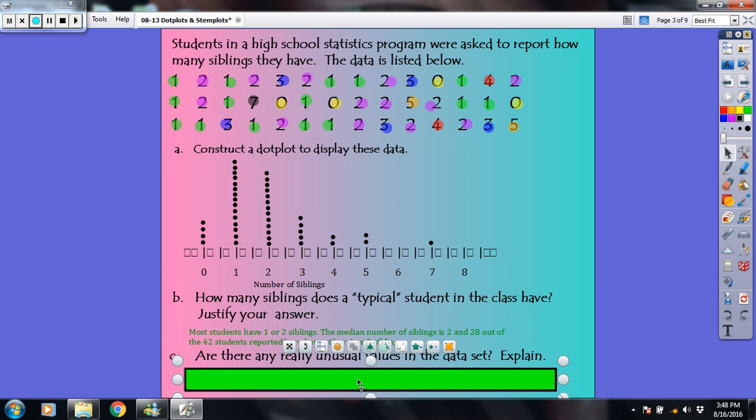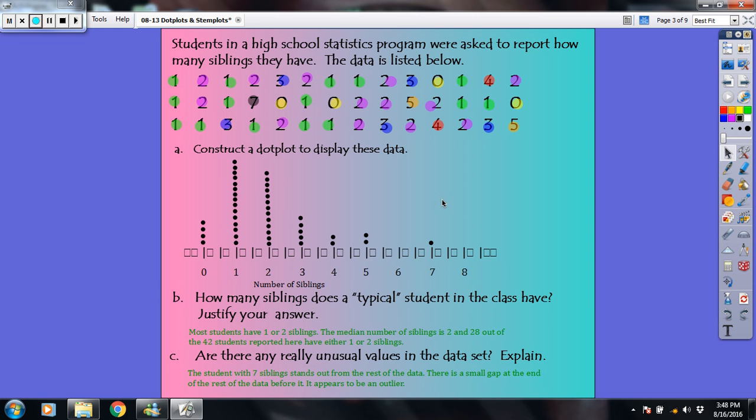was 1, 7, all on its own. So the student with 7 siblings stands out from the rest of the data. There is a small gap at the end between it and the rest of the data. So it appears to be what's called an outlier.